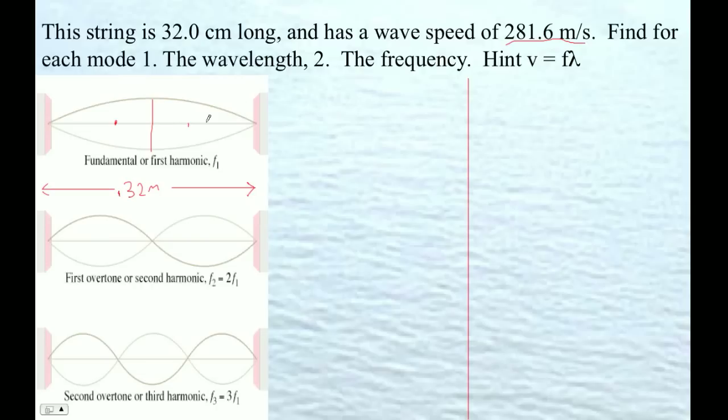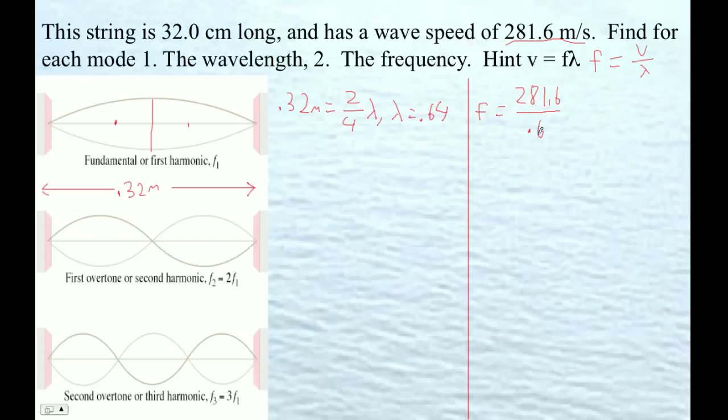Okay, so for this thing, our first one here, we're going to go 0.32 meters, right, equals 2/4 wavelengths, right? Right, so therefore the wavelength is what, 0.64, right? Okay, and then our frequency is just velocity over wavelength, right? So the frequency is 281.6. I just made that up so that it would be 440, right?